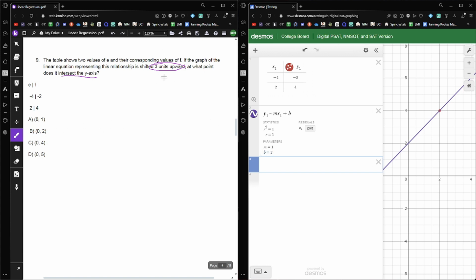Now I'm just kidding, because right here it says it's shifted 3 units upward, so we have to add 3 to it. So 2 plus 3 is 5, so our answer is D.